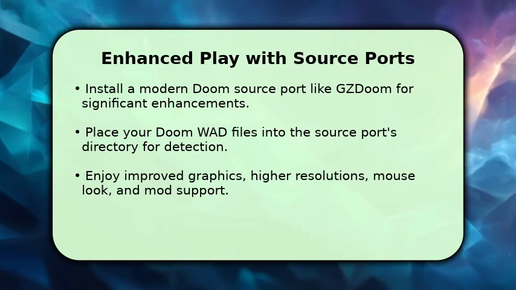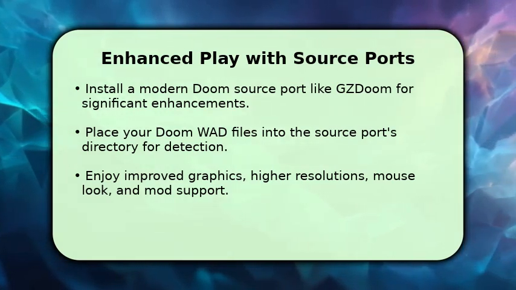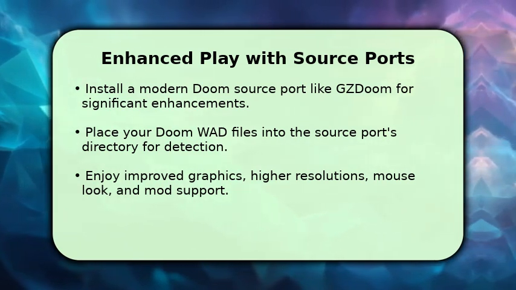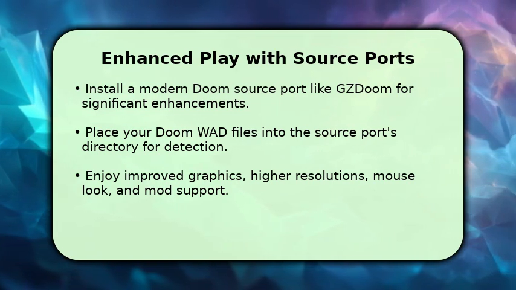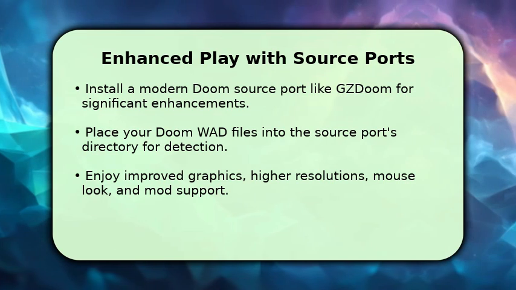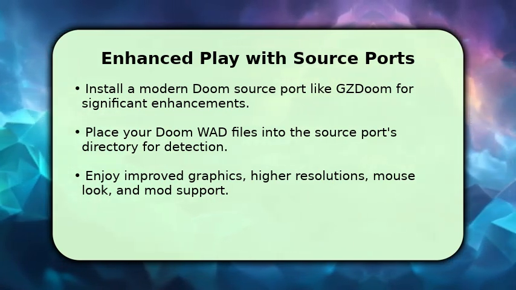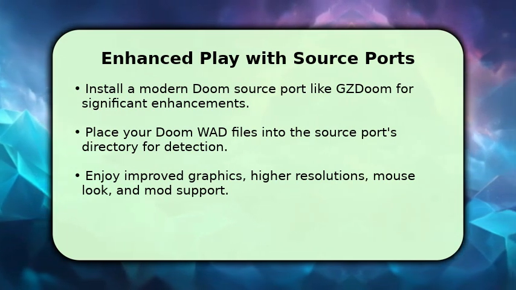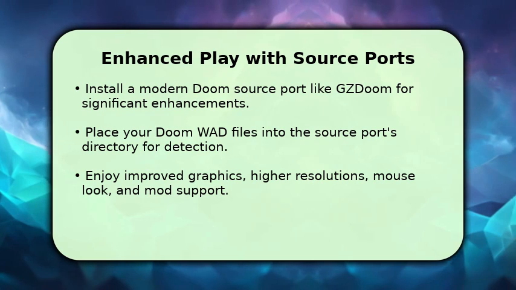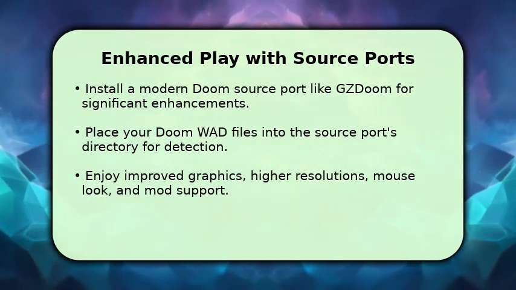If you prefer a more modern feel, source ports like GZDoom offer substantial upgrades. These community-developed engines provide features such as true 32-bit color, support for resolutions up to 4096 by 2160 pixels, and full mouse look. Simply download your chosen source port, place your Doom WAD files into its folder, and launch the executable for an enhanced, customizable experience.